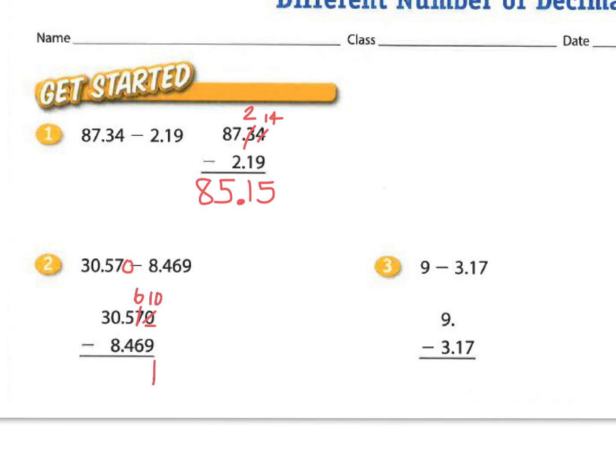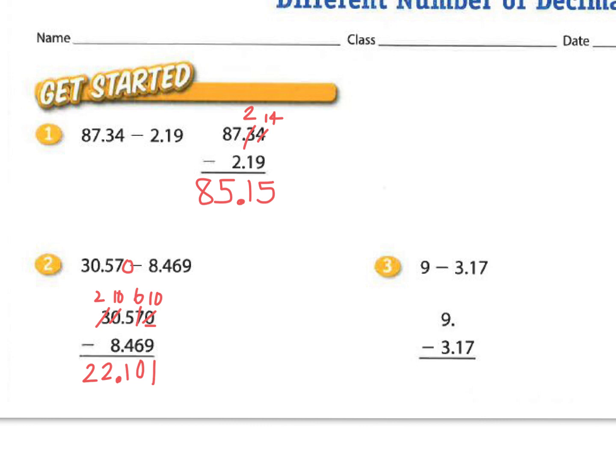10 minus 9 is 1. 6 minus 6 is 0. 5 minus 4 is 1. Bring down that decimal point. Can't do 0 minus 8. Borrow from the 3. Make it a 2. Make the 0 into a 10. 10 minus 8 is 2. And then 2 minus nothing is 2.